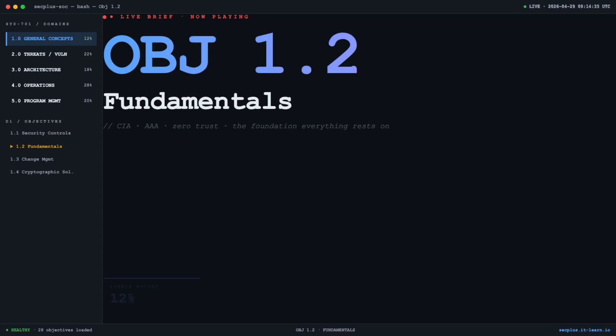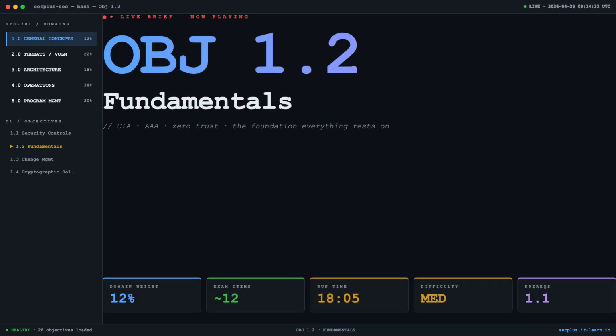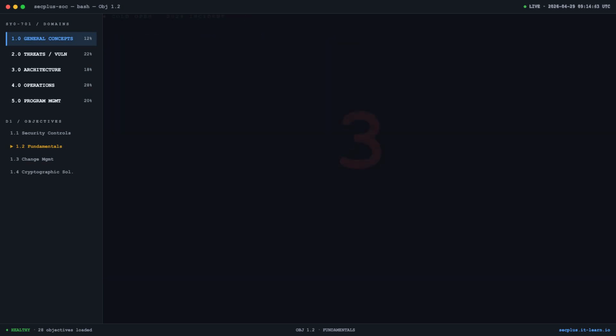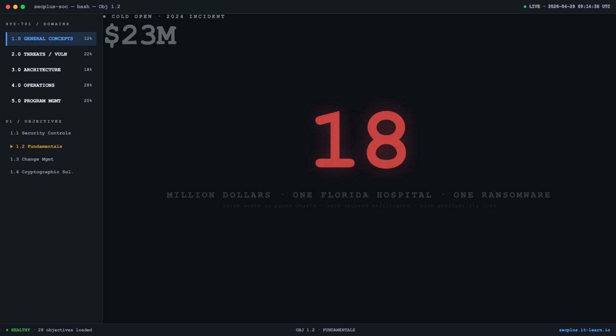$23 million. That's what one ransomware attack cost a hospital chain in Florida. Not the ransom itself, the operational cost of 3 weeks running on paper charts because the entire EHR was encrypted. Patients couldn't be admitted. Surgeries got rescheduled.